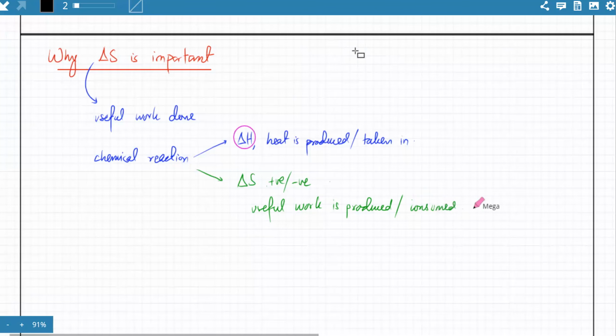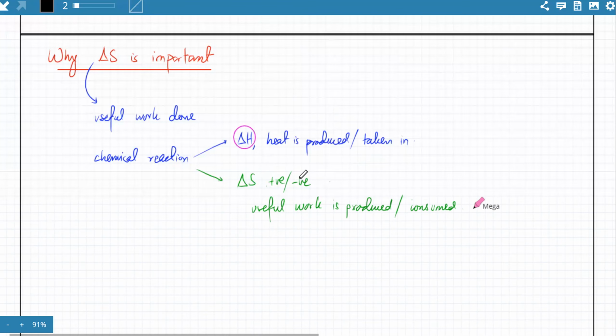Remember this: whenever you have a chemical reaction, like burning a match, two things happen. Either heat is produced or taken in, so the temperature increases or decreases. If you burn a match, it produces heat; there's a flame. And the other thing is that when you have a chemical reaction, there is some entropy change. It could be positive, it could be negative.